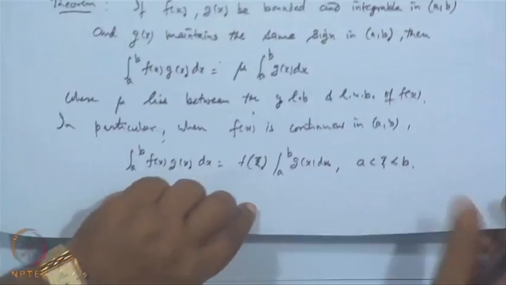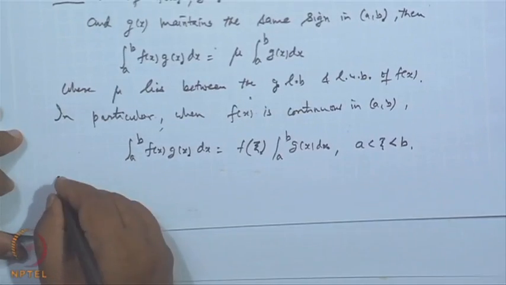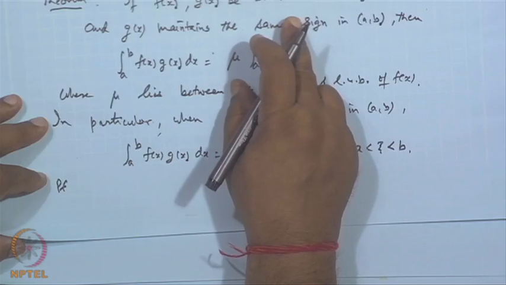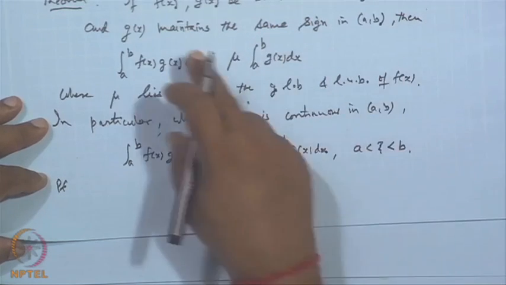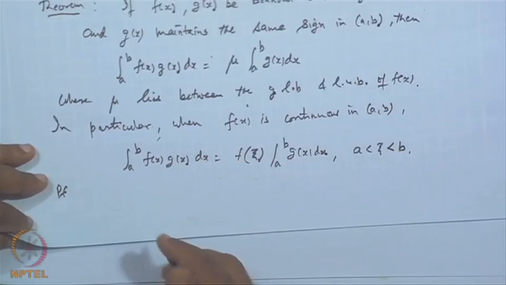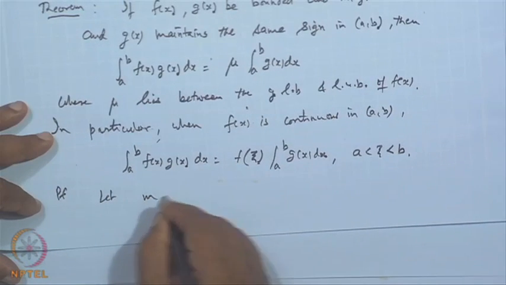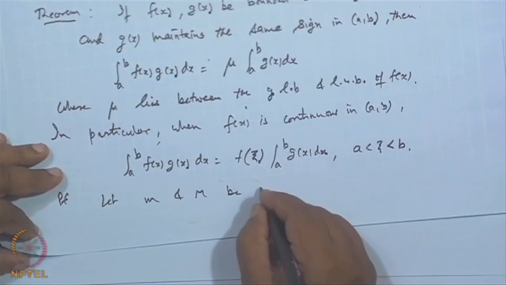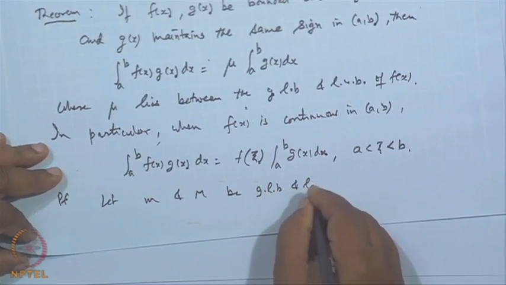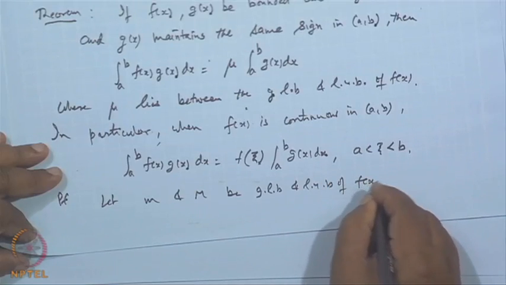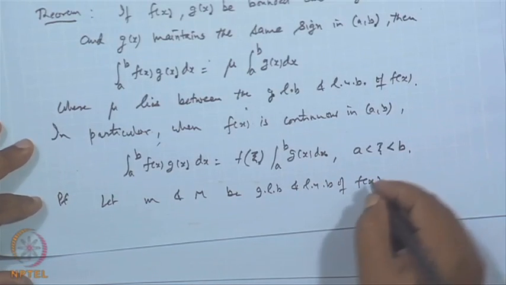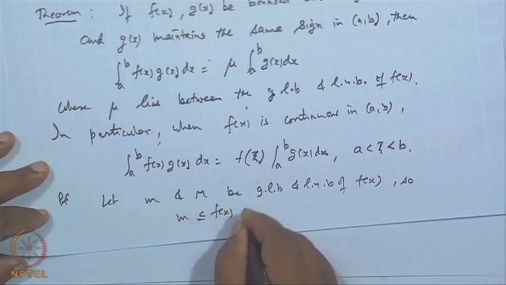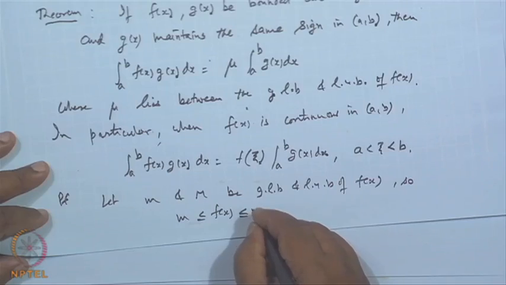Let us see the proof of this. So, what is given? Let f x and g x be bounded functions and integrable in the interval a b, and g x maintains the same sign. Let m and capital M be the greatest lower bound and least upper bound of the function f x. So, the value of f x will lie between m and capital M. This is clear? There is nothing. Okay.